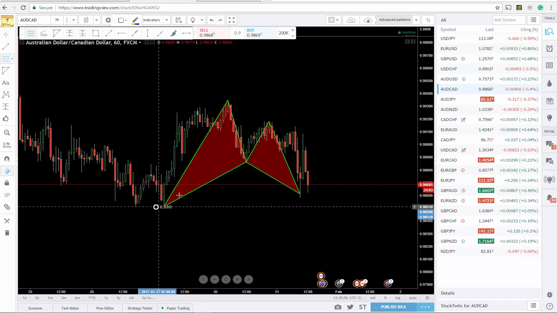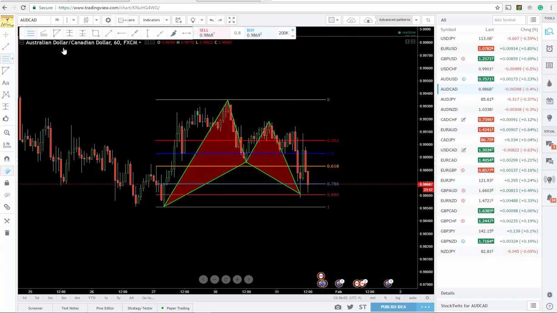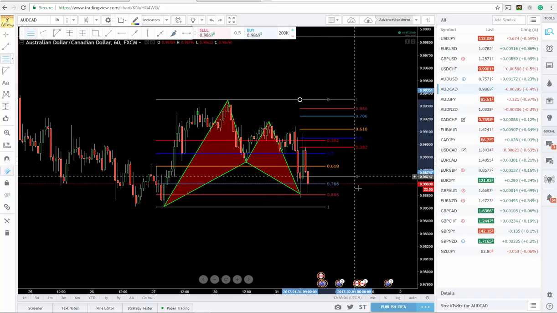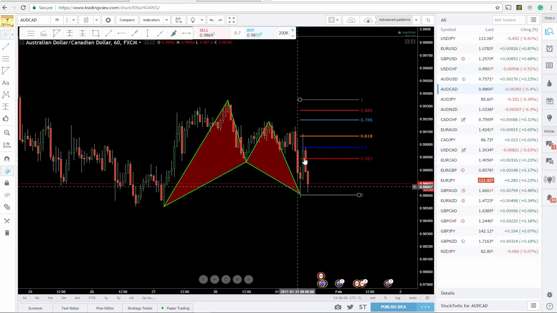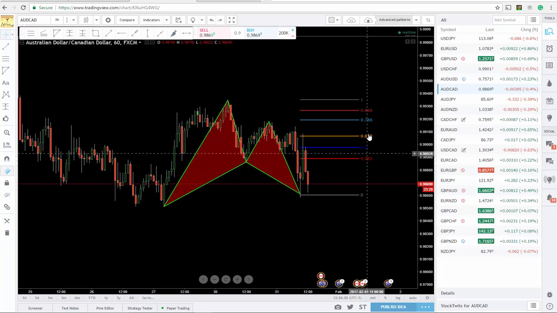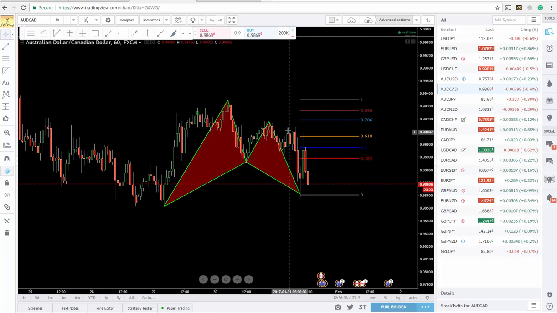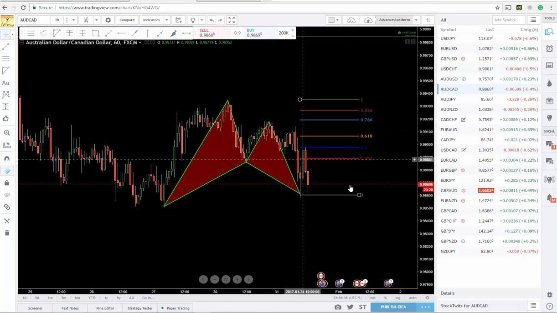So if I bring on my fibs here, you can see that the market came right down to that 886 retracement. And if I bring the other set of fibs on for my targets, as you can see in the next 1 hour candle, the market came up to hit the first target at 382 and second target at 61.8% of the total move from A down to D.